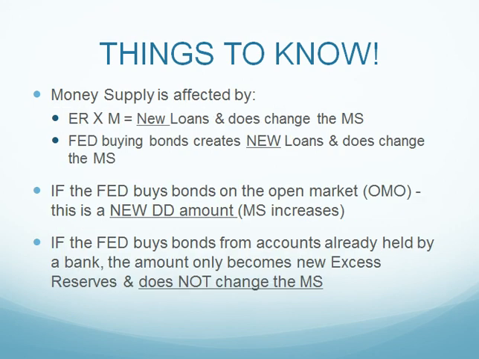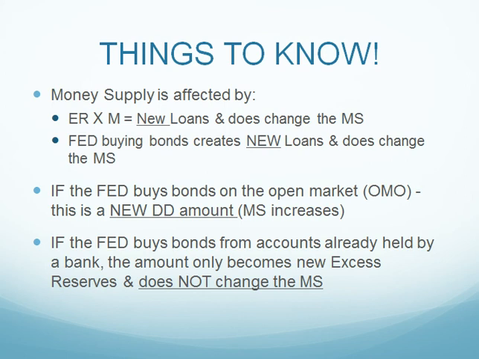So the money supply is affected by excess reserves times the multiplier, because that gives us new loans and does change the money supply. The Fed buying bonds creates new loans and does change the money supply. If the Fed buys bonds on the open market, which is open market operations, OMO, this is a new demand deposit amount, and the money supply increases.